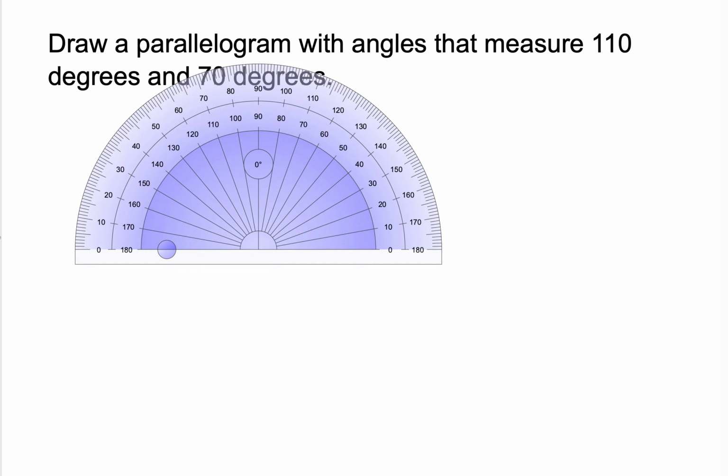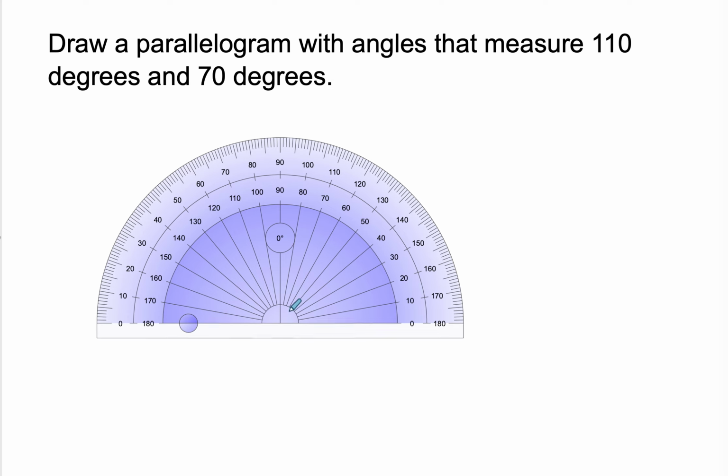All right, the next thing that we are going to do is some constructions together. You do need to write down every single one on your paper. So if you do not have a protractor handy, please pause the video and go find a protractor and some paper. All right, so let's go ahead and try this one. Draw a parallelogram with angles that measure 110 degrees and 70 degrees.